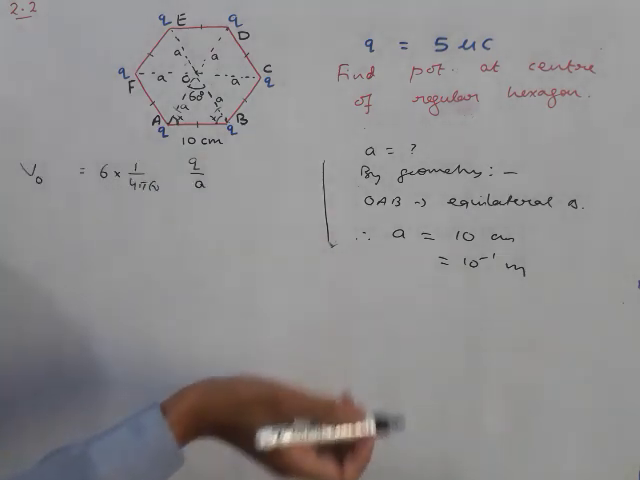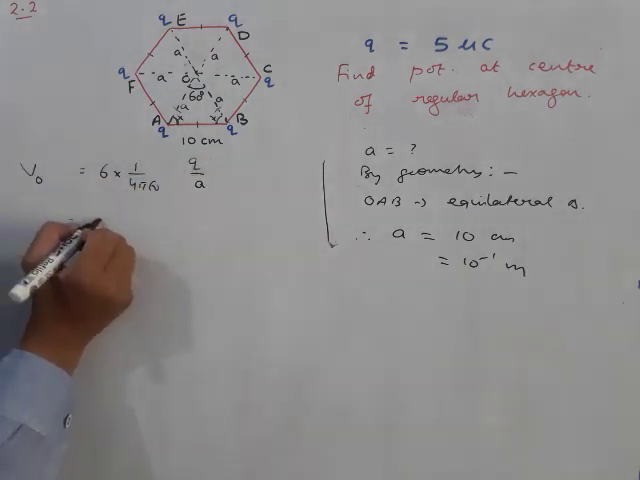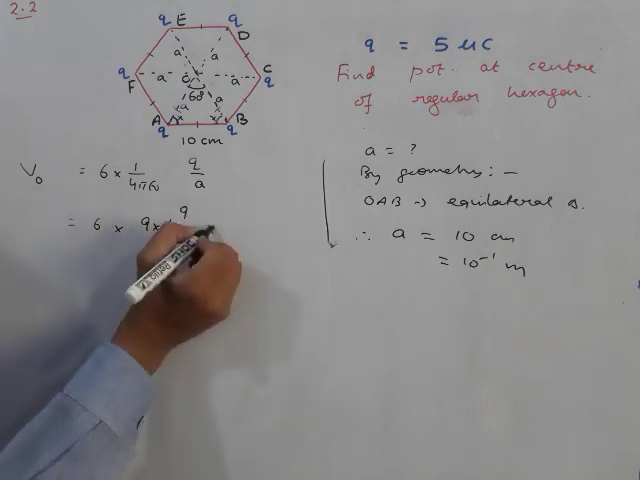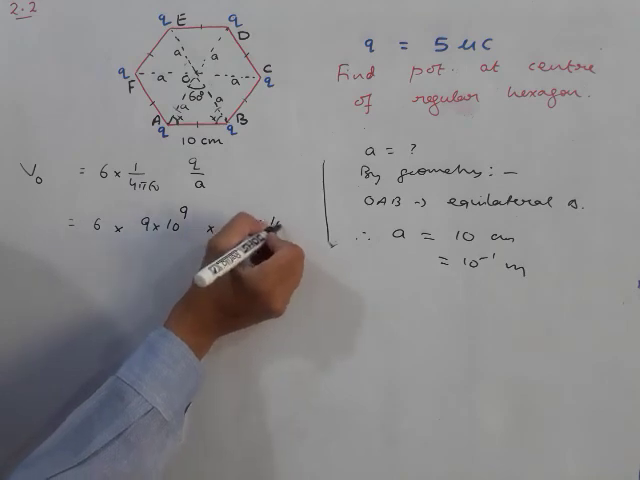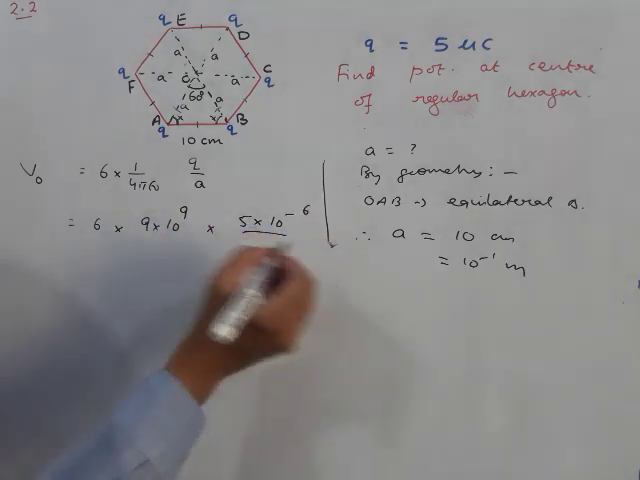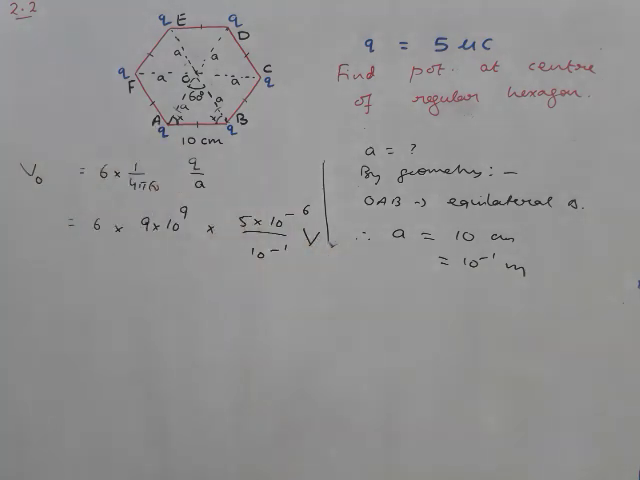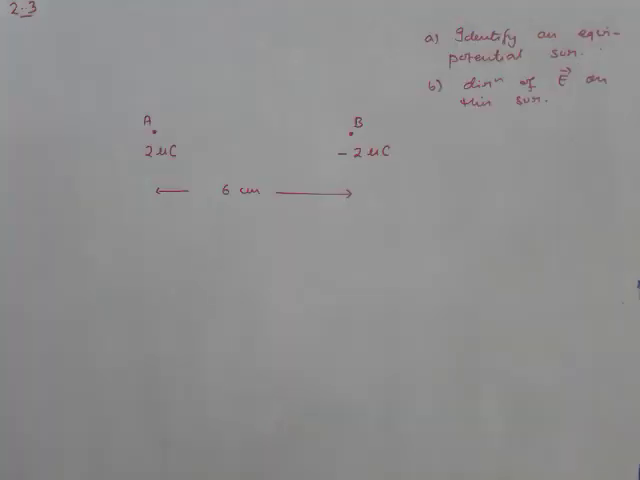So put the value of A, put the value of Q. So this becomes 6 into 1 by 4 pi epsilon naught, which is 9 times 10 power 9. Q is 5 microcoulomb, means 5 into 10 to the power minus 6 coulomb, and A is 10 to the power minus 1, and this much volts will be your answer. Calculation you can do yourself. Let's see the next question.